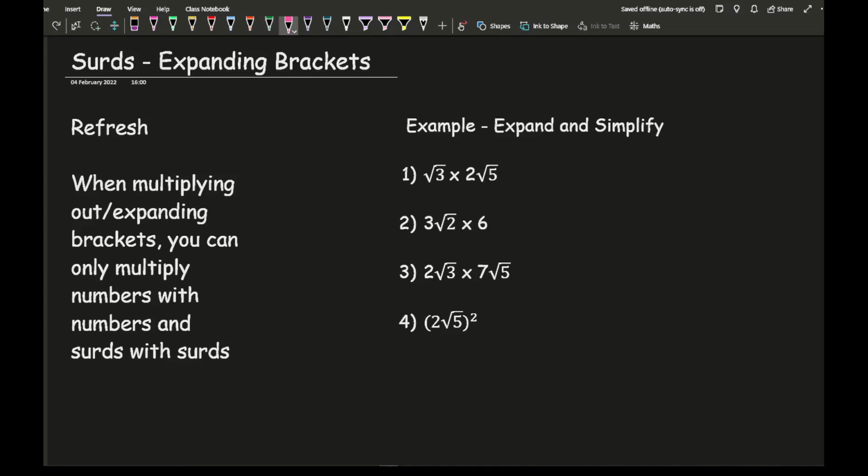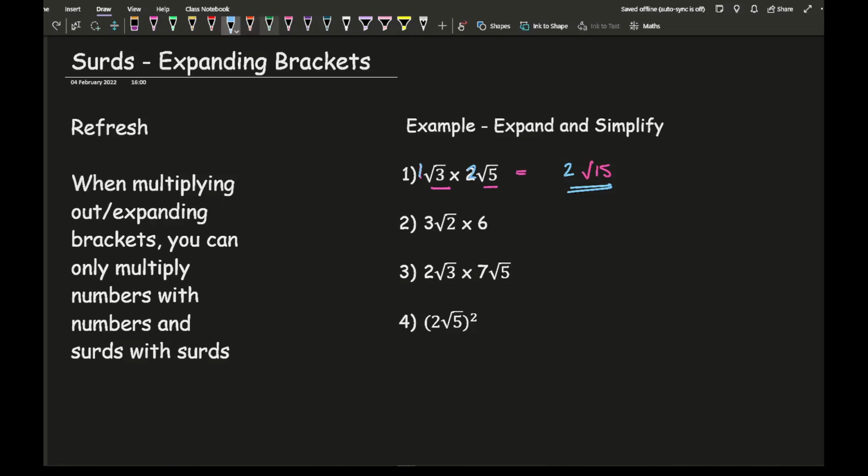So what I'm going to do is, now if I multiply the two surds together, that's going to give me root 15. And then I've got 2. Now the number in front of this surd of root 3 is just a 1. So what I can then do is 1 times 2, which gives me 2. So the answer then is 2 root 15.